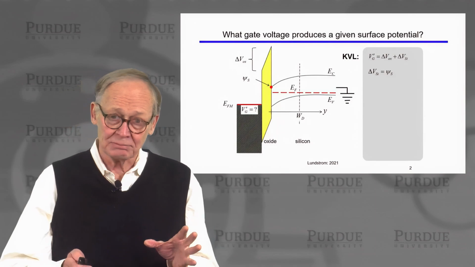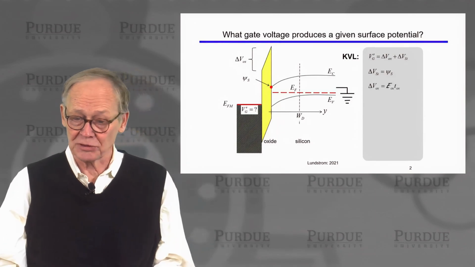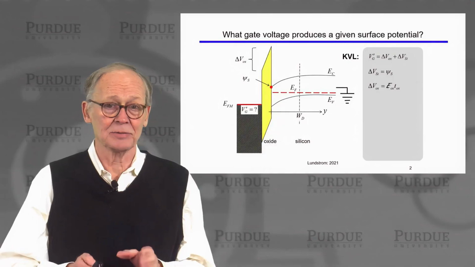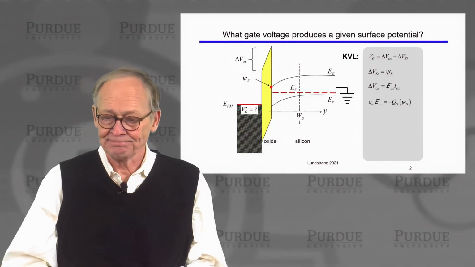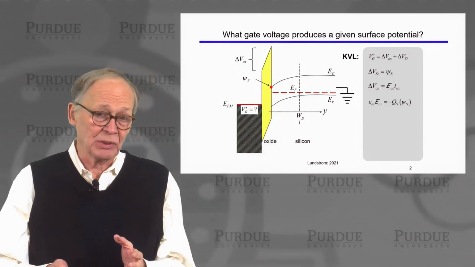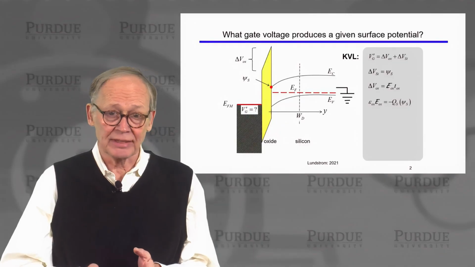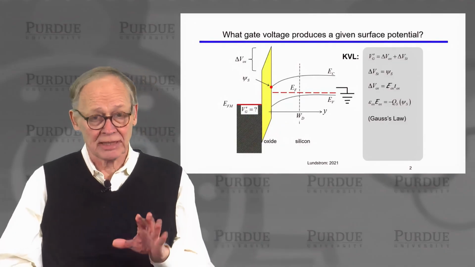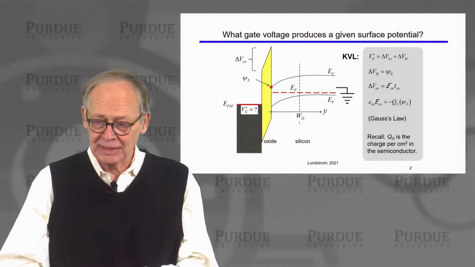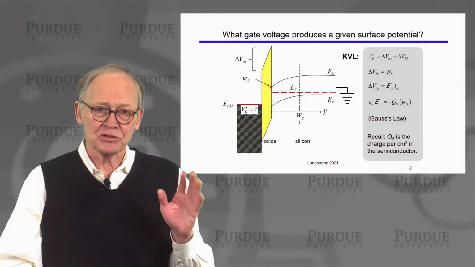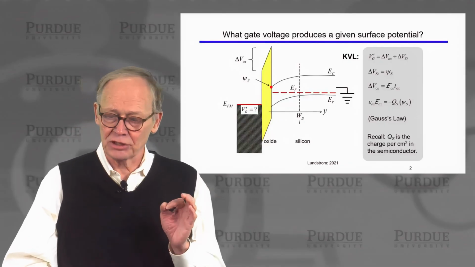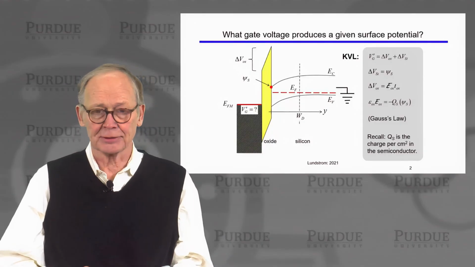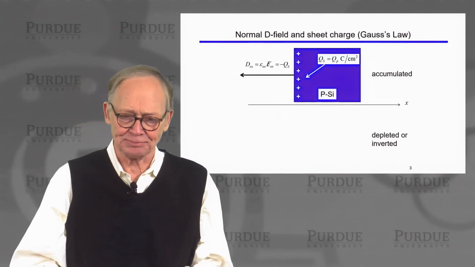Volt drop in the semiconductor is the surface potential. Volt drop in the oxide is the electric field in the oxide times the thickness of the oxide. Well, we can relate the electric field in the oxide to the charge in the semiconductor through Gauss's law. Say a little bit more about that next. But you'll recall that this charge, Q sub s, is the charge in coulombs per square centimeter in the semiconductor. So let's take a look at that.